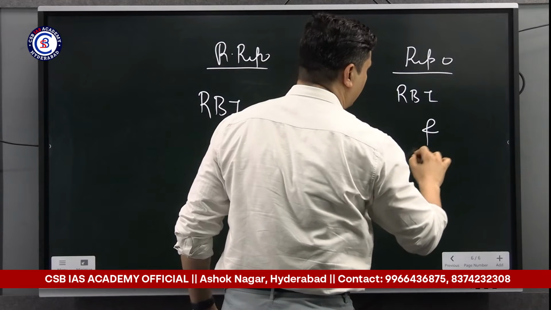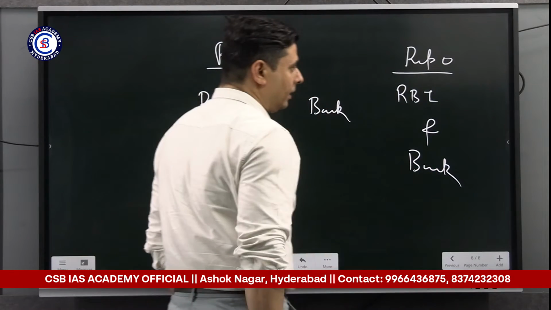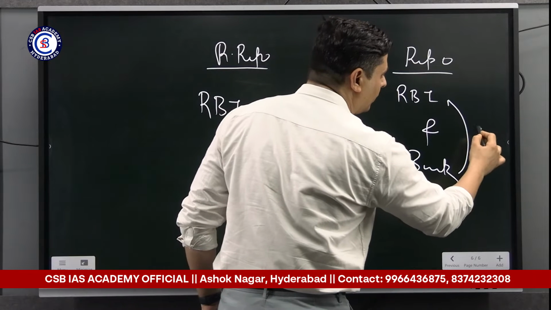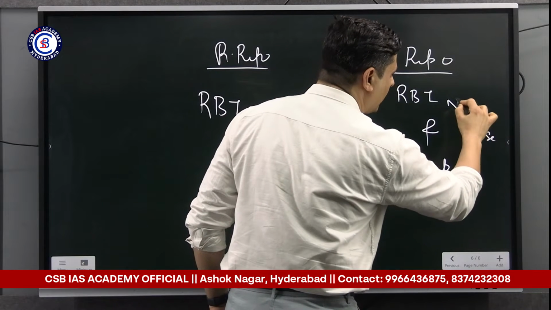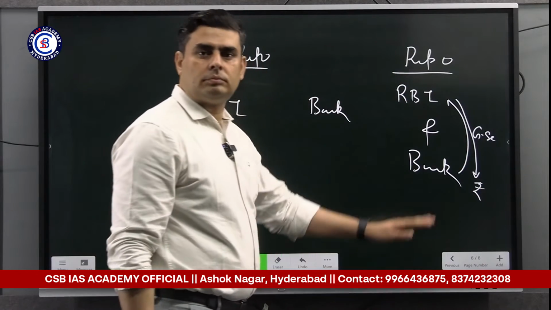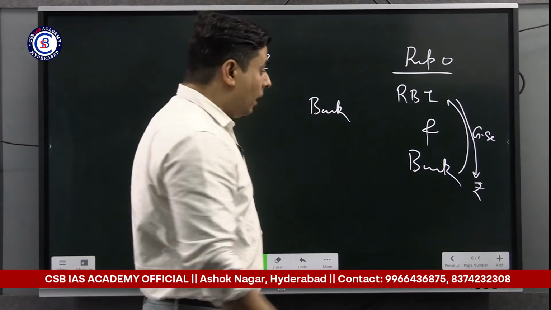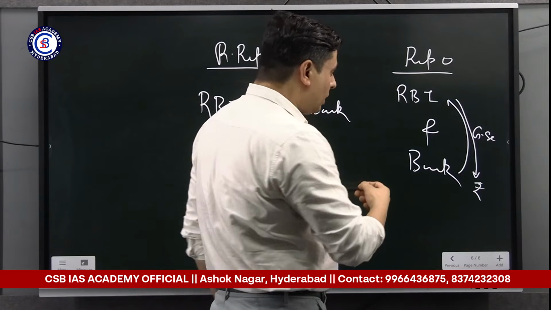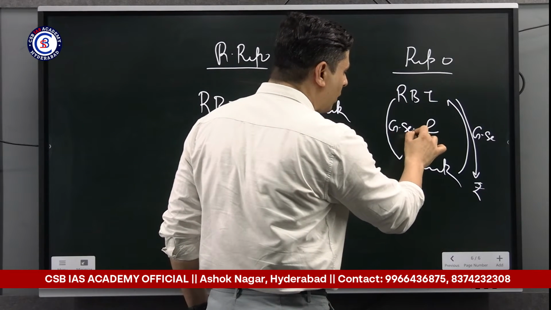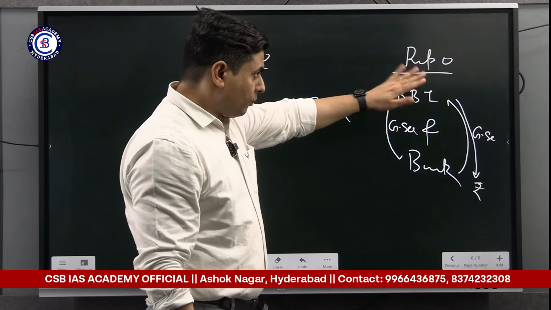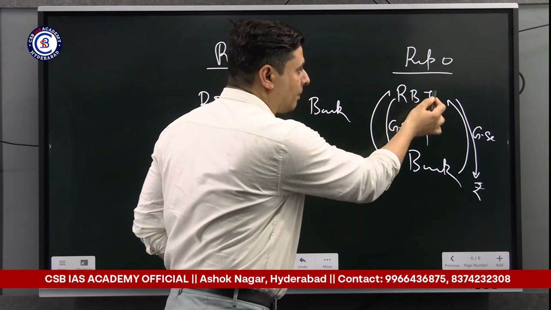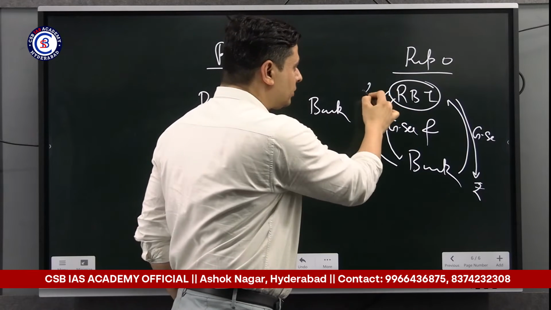RBI and bank. Fine. So under repo, bank will give what? Bank will give government security, and RBI will give what? RBI will give money to whom? Bank. Now the bank has an obligation to what? To repurchase this government security from whom? RBI. And bank will give money to whom? RBI, once this repurchase obligation is over.